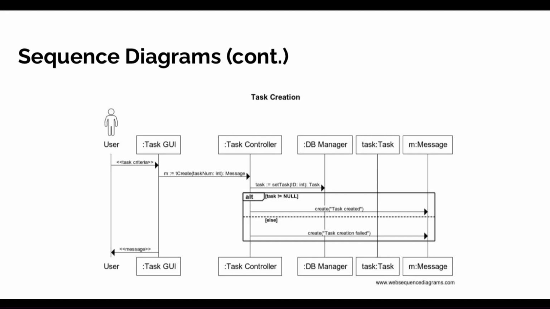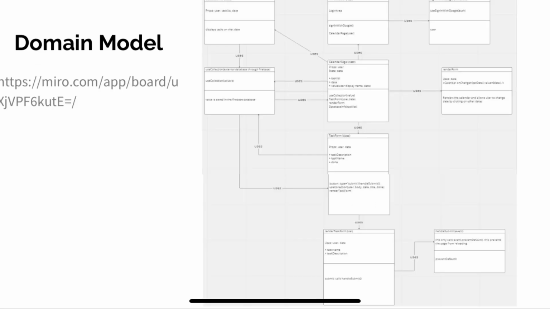Here's one that we do have, one sequence diagram that is in the app. It's task creation, where, as Jackson demoed earlier, you click on a button called create a task and you fill out the fields, which are date and task description, and save it, create the task, and it'll pop up on your to-do list. So here we have the domain model.